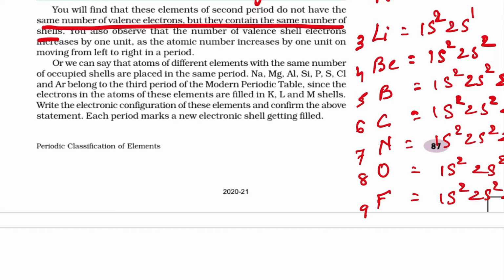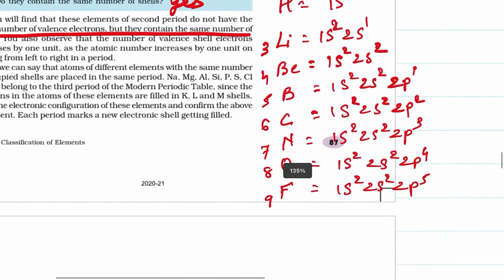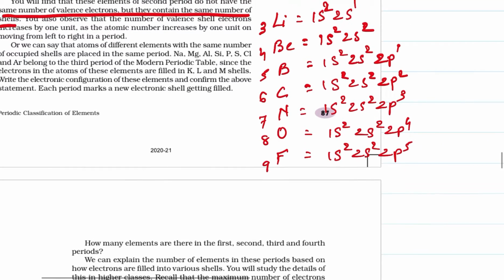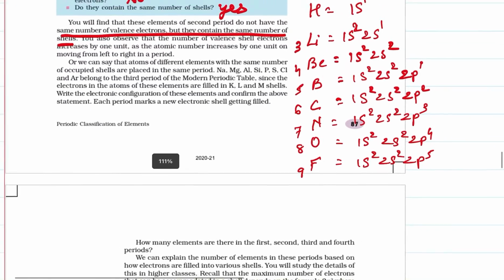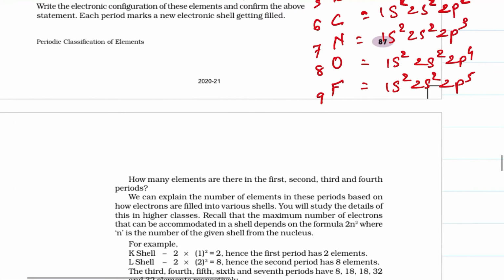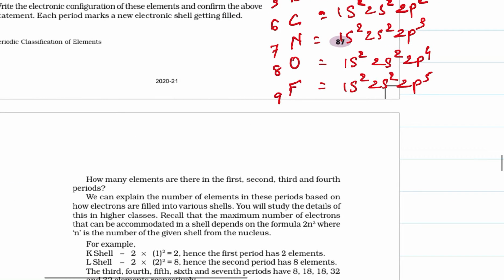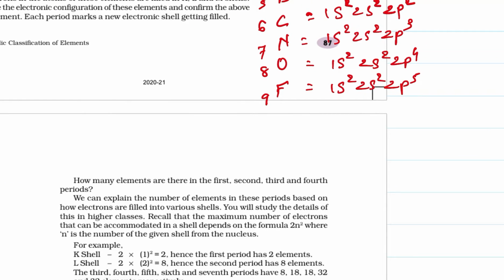Since the electrons in the atoms of these elements are filled in the K, L, M shells, write the electronic configurations of these elements and confirm the above statement. Each period makes a new electronic shell getting filled. So as you move from left to right, the number of shells will go on increasing and the valence electrons will be different. How many elements are there in the first, second, third and fourth period?